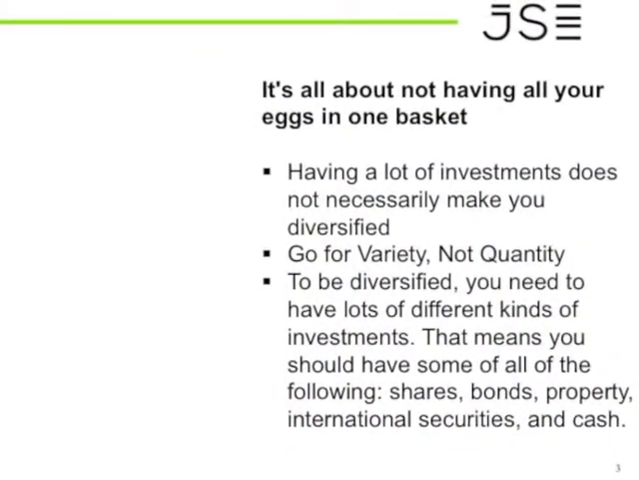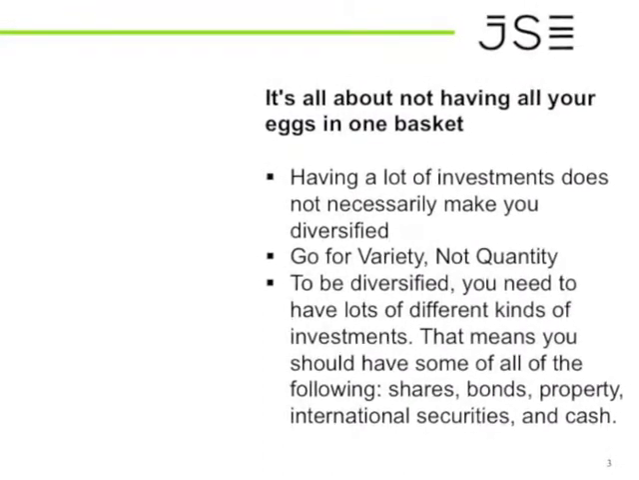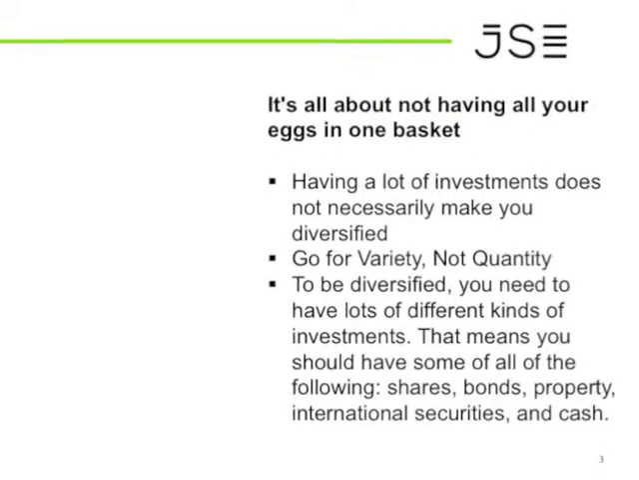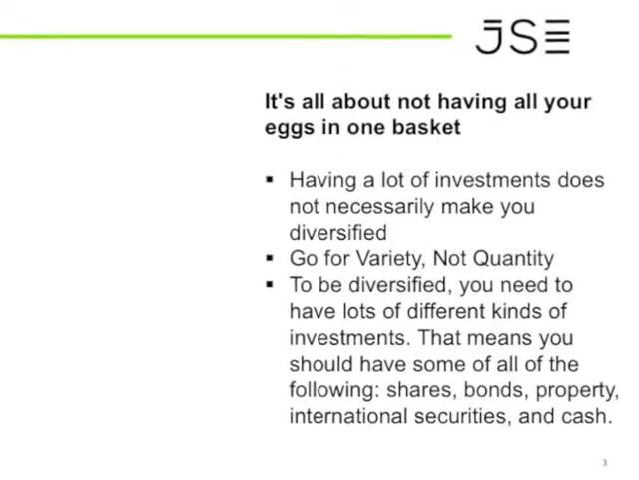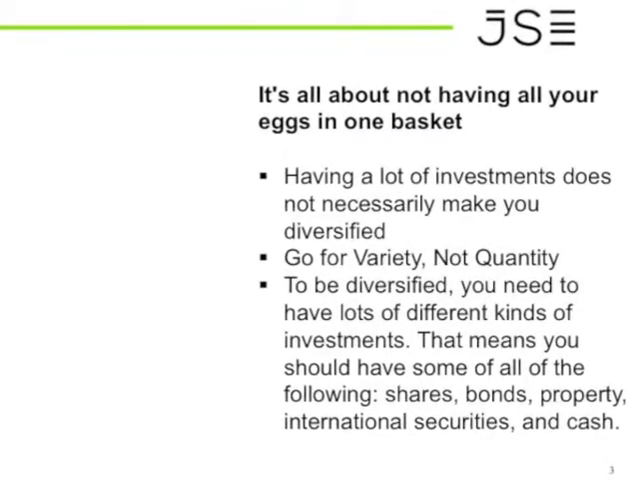So having a lot of investments doesn't make you diversified. Having 100 shares in your portfolio is not necessarily a diversified portfolio, because you could have 100 of the same type of shares. So what we want to do is go for variety and not necessarily quantity. You can be diversified by having 18 to 20 shares and different asset classes, bonds, cash, properties, as long as they all look a little bit different. To be diversified, you need to have lots of different kinds of investments. So that means we want some shares, we want some bonds, property, and international securities shares.